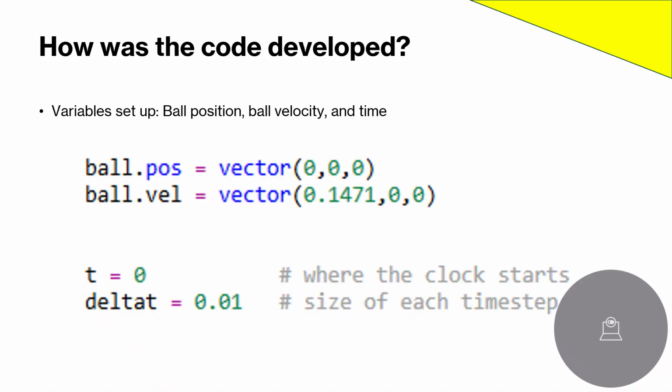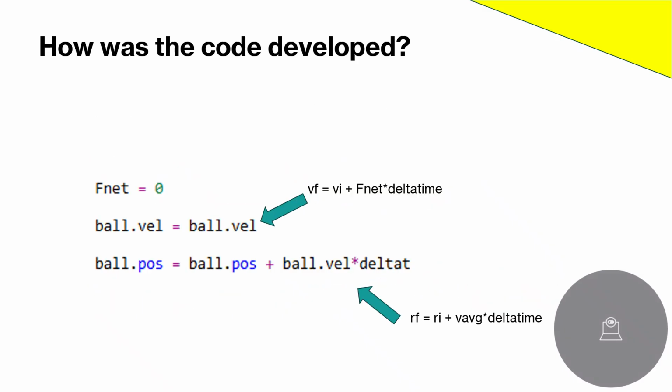And so how was the code developed? Well, first we're going to set up some variables. First, ball position and ball velocity. The ball position is going to be at the origin to make our lives easier. And the velocity is going to be found using the formula v average equals v final minus v initial over 2, with v final and v initial taken from 2 points from the tracker. We're also going to have time because it's going to be affecting position.